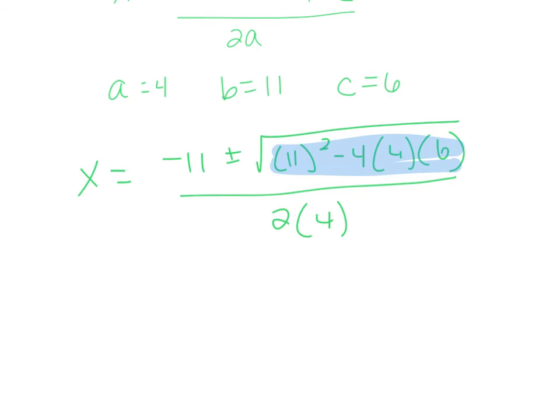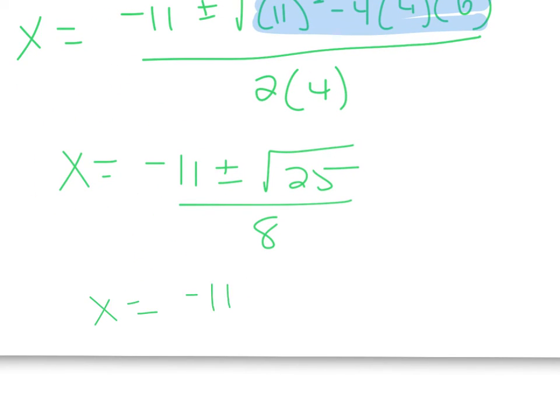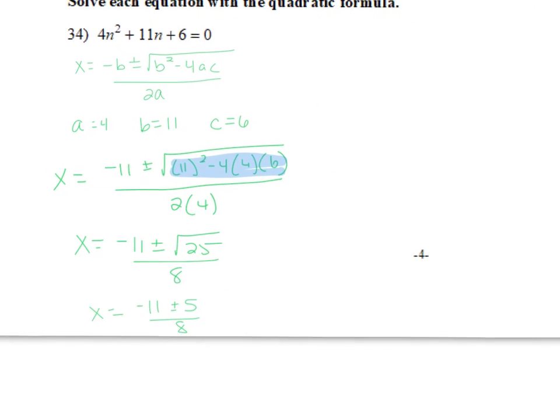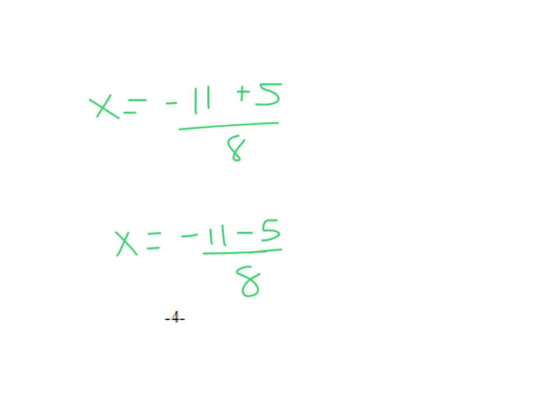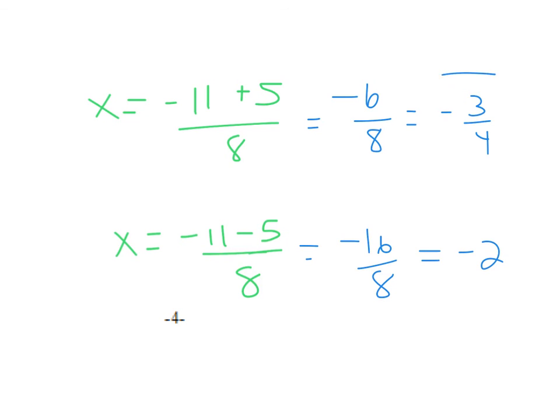So 11 squared minus 4 times 6. That ends up being 25. So I get x equals negative 11 plus or minus the square root of 25, over 8. And the square root of 25 is just 5. So it's negative 11 plus or minus 5 divided by 8. Now I'm going to break that into my two separate problems. Negative 11 plus 5, divide that by 8, and negative 11 minus 5, and divide that by 8. So negative 11 plus 5 would be negative 6/8, which reduces to negative 3/4. On this one, I'm going to get negative 16/8, which gives me negative 2. So my answer here will be negative 3/4 and negative 2. And that concludes this answer key.